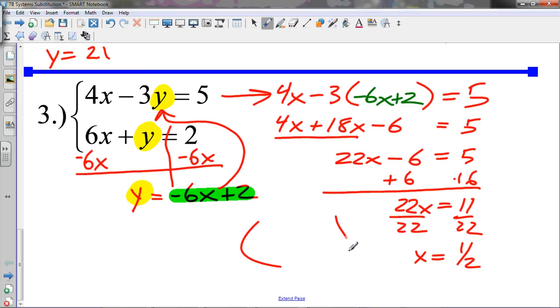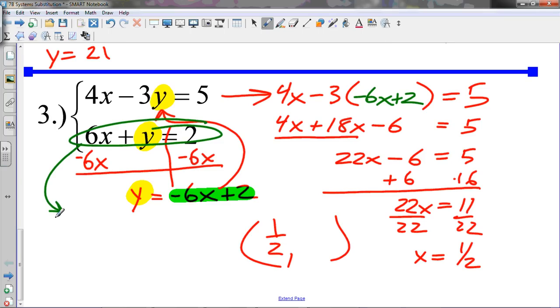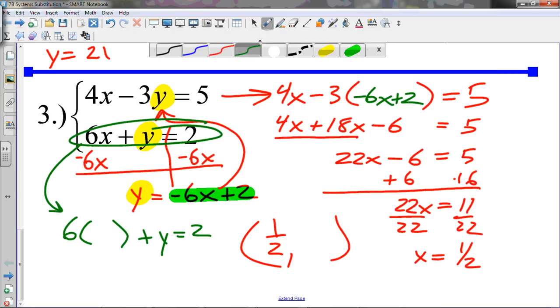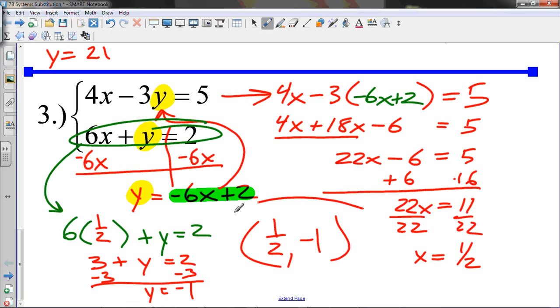Okay, so we know our answer is 1/2 comma something. So I'm going to take either equation. I'm going to take, let's say, this one and solve for y. Or I could take this one here. I always like to put in an original equation, make sure I did everything right. So I'm going to do 6 times x plus y is equal to 2. I'm going to plug in 1/2 for x. So 6 times 1/2 is 3. Subtract 3. And lastly, y is equal to negative 1. So there is our answer right there.